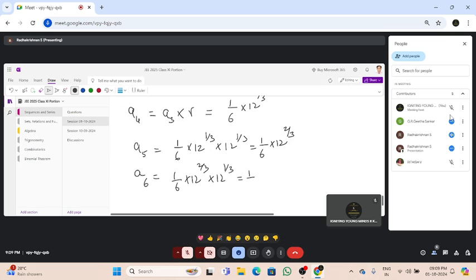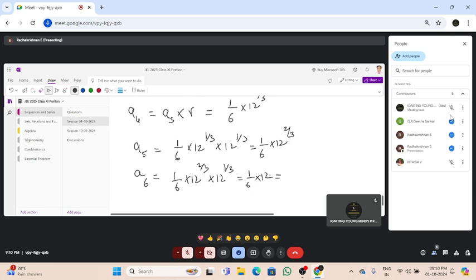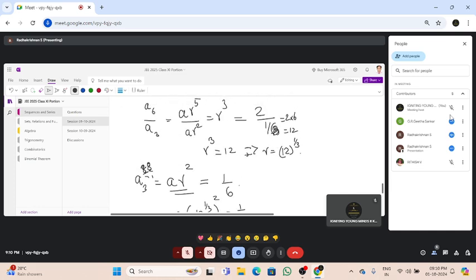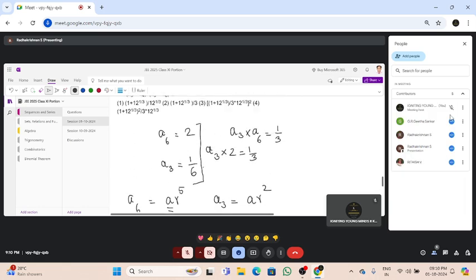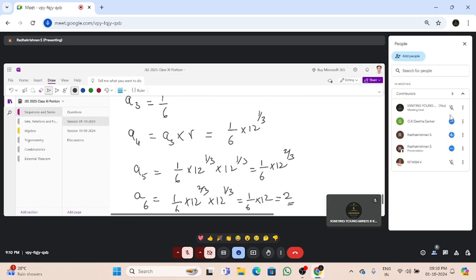So that means 1 by 6 into 12. 12 power 2 by 3 into 12 power 1 by 3 is 12 power 1. So that is 12, so it is simply 2. We already got it also. A6 has 2, right? A6 is given as 2. So we have got A3, A4, A5, A6.